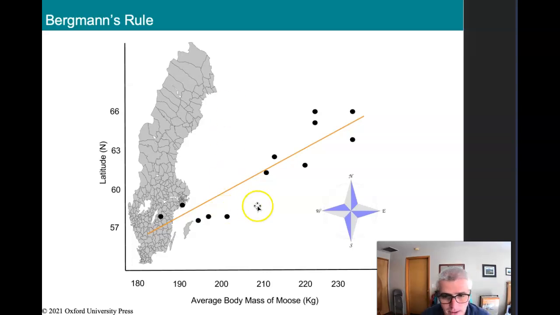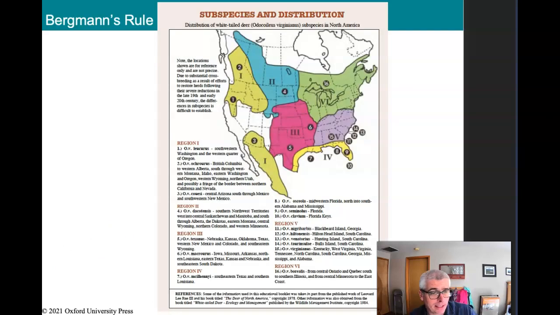And so this is evidenced by the average size of a moose. In higher latitudes where presumably it's colder, the moose are larger compared to lower latitude areas where they tend to be smaller. And again, the example I gave in chapter 4, which I'm bringing up oddly again just before the final, is also looking at white-tailed deer. And this is a distribution of the subspecies of white-tailed deer.